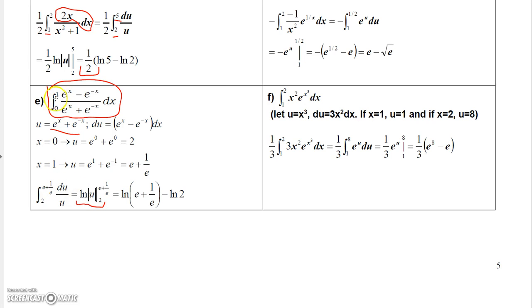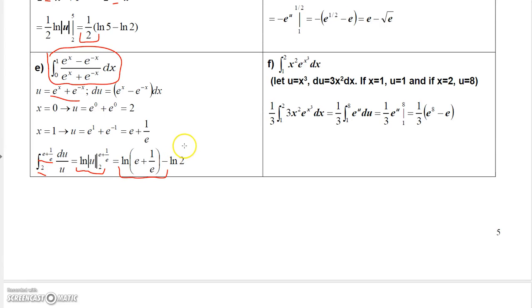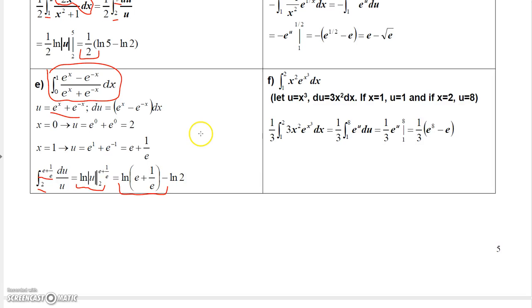But let's talk about the new limits. If u is e to the x plus e to the minus x, then when x is 0, u would be e to the 0 plus e to the 0, which would be 1 plus 1, which is 2. But if x is 1, then u would be e plus e to the negative 1, or e plus 1 over e. So basically, the lower limit is 2, the upper limit is e plus 1 over e. And so when I evaluate this, I get the natural log of the upper limit, which is this, minus the natural log of the lower limit, which is 2. And then, if you need an approximation, you can use a calculator.